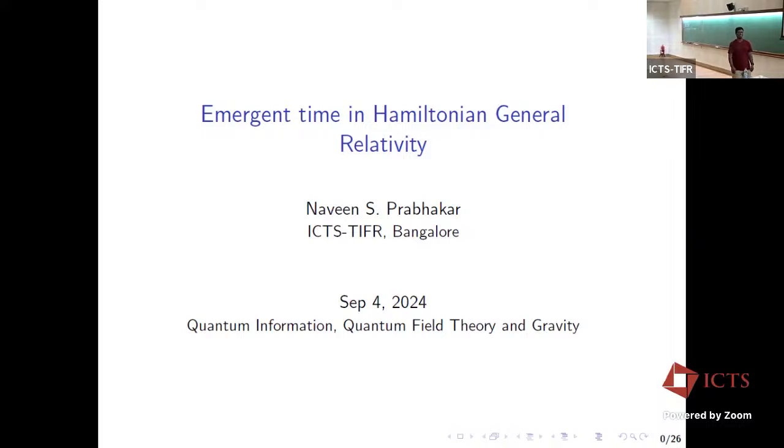Okay, let's start with the afternoon session with Naveen Prabhakar from ICTS, who will tell us about emergent time in Hamiltonian general relativity. Thank you, Raju.